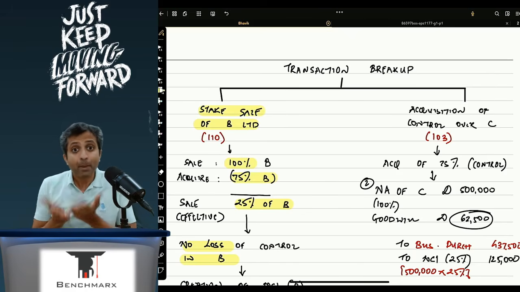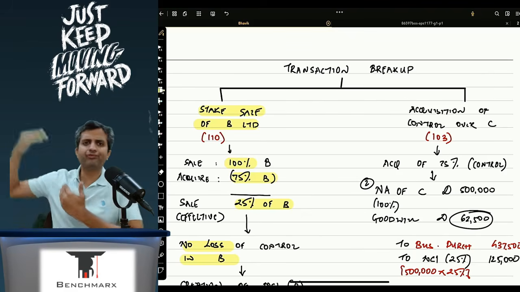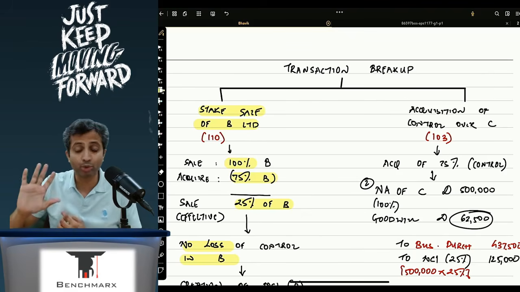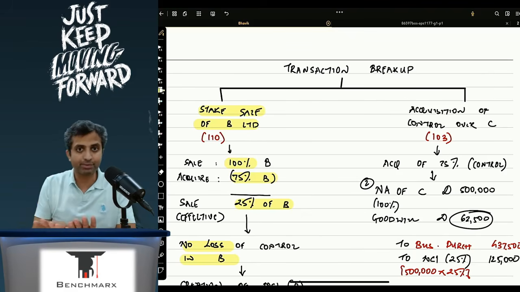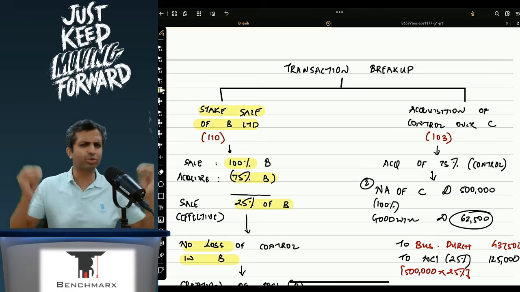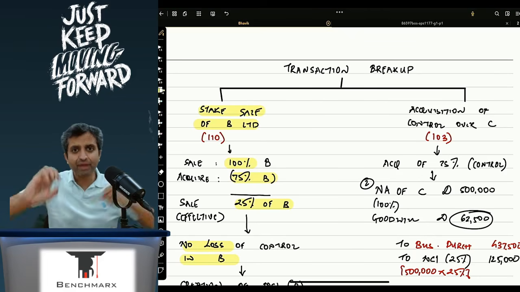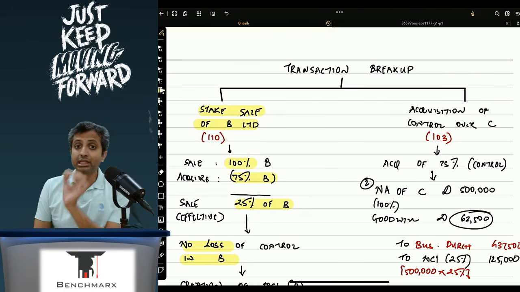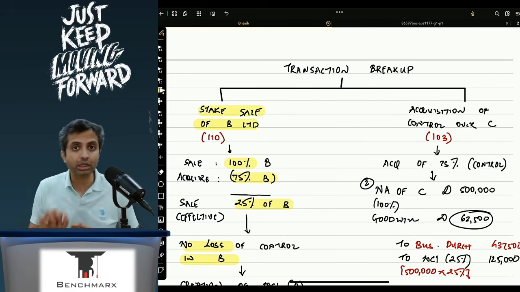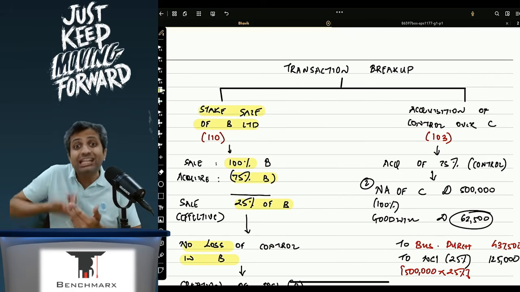Sir, why? Because when I acquired B, I would have recorded some goodwill. That goodwill still appears because I still have 75% stake in C and thereby 75% interest in B. But I don't derecognize 25% of the goodwill. So I will say goodwill continues to be, let us say, at 100 rupees, and 25 of that is attributable to NCI. This is a concept that you have to clearly remember, that when there is a stake sale which does not result in a loss of control, you create a new NCI.